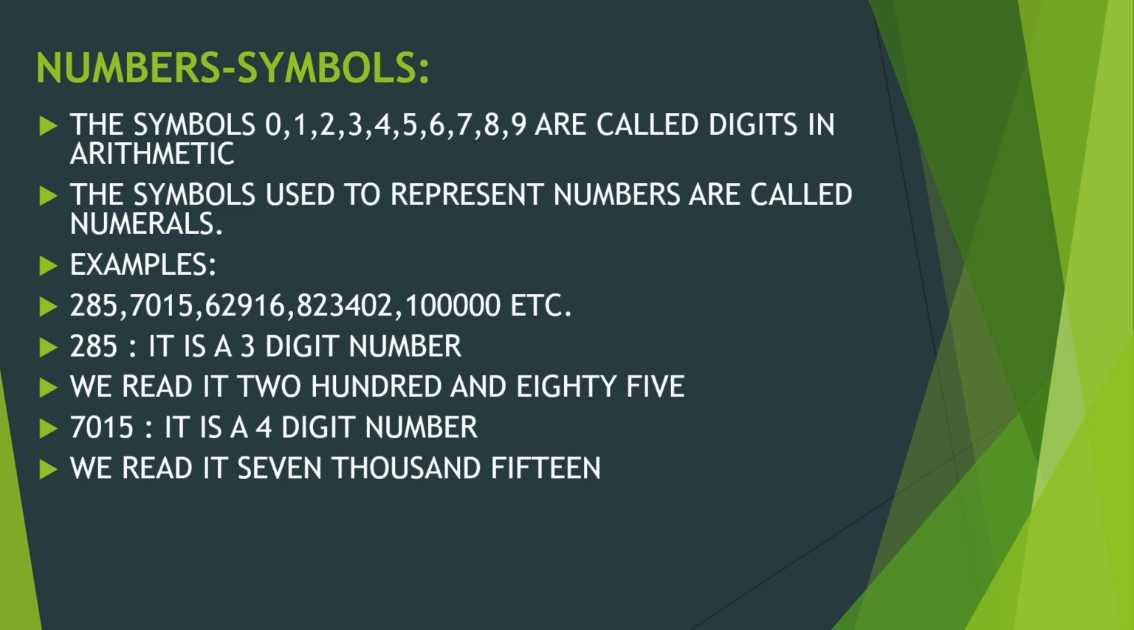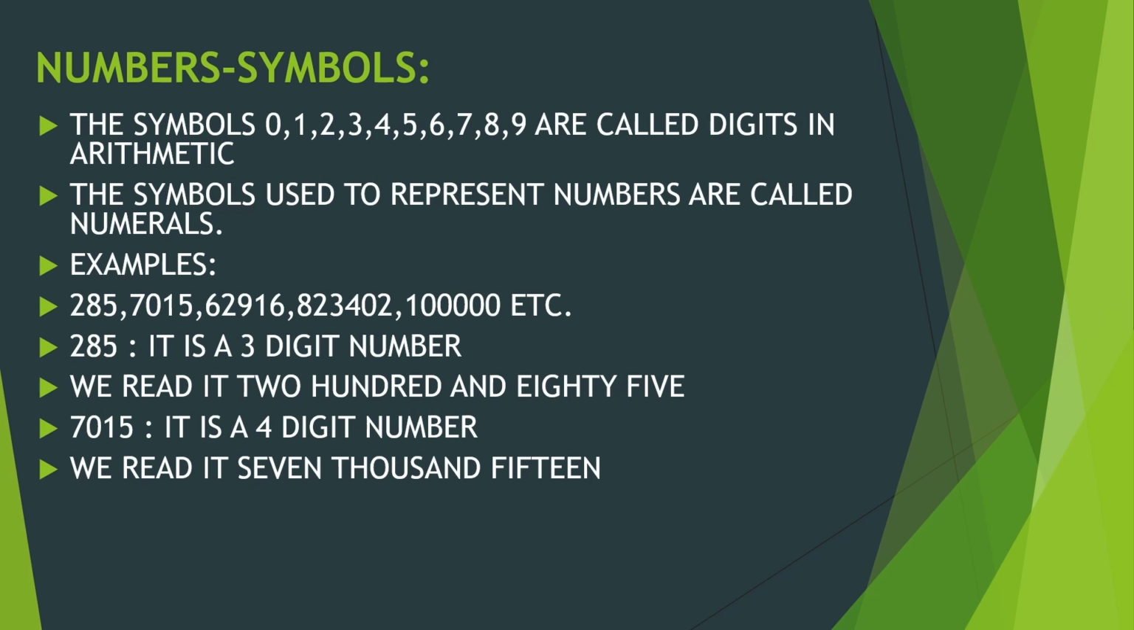A number is made by digits. Example, 285. This 285 has 3 digits. They are 2, 8 and 5. Another example is a 4-digit number. We read it 7015. Next, a 5-digit number.